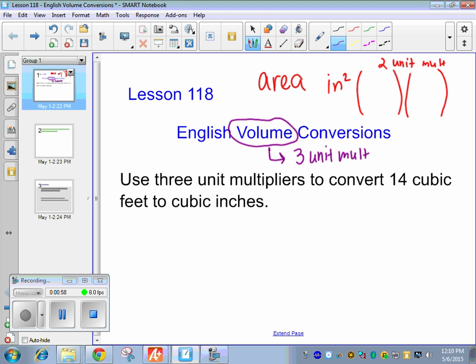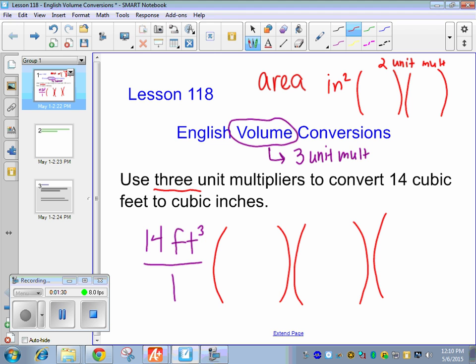So let's do the first one that says use 3 unit multipliers to convert 14 cubic feet to cubic inches. So start with 14 cubic feet, and when you write it, we put 14 and then feet cubed, and we always put the first one over 1. So then we're going to go from feet to inches, and the book's going to tell you too, 3 unit multipliers. 1, 2, 3, okay? So anytime it's volume, you always have to convert using 3 of them because it's cubed, right?